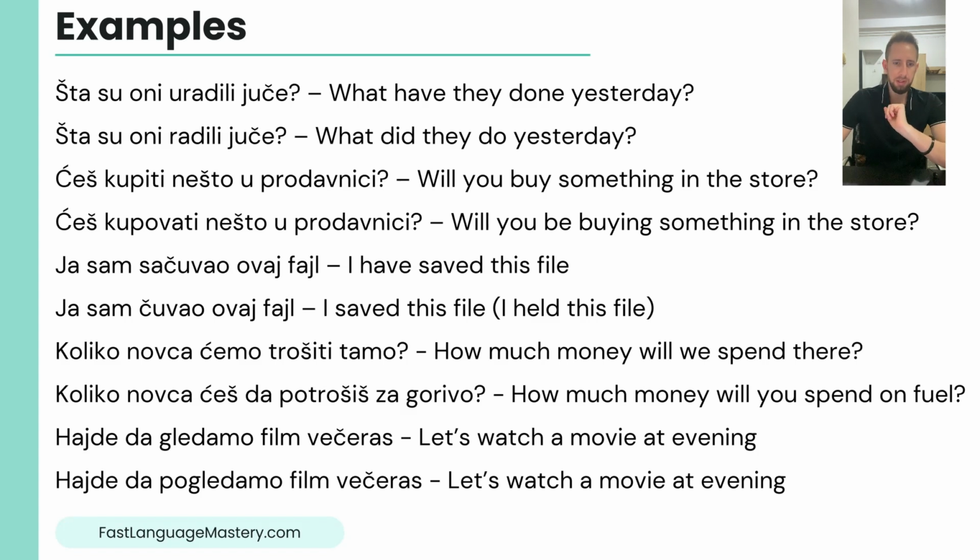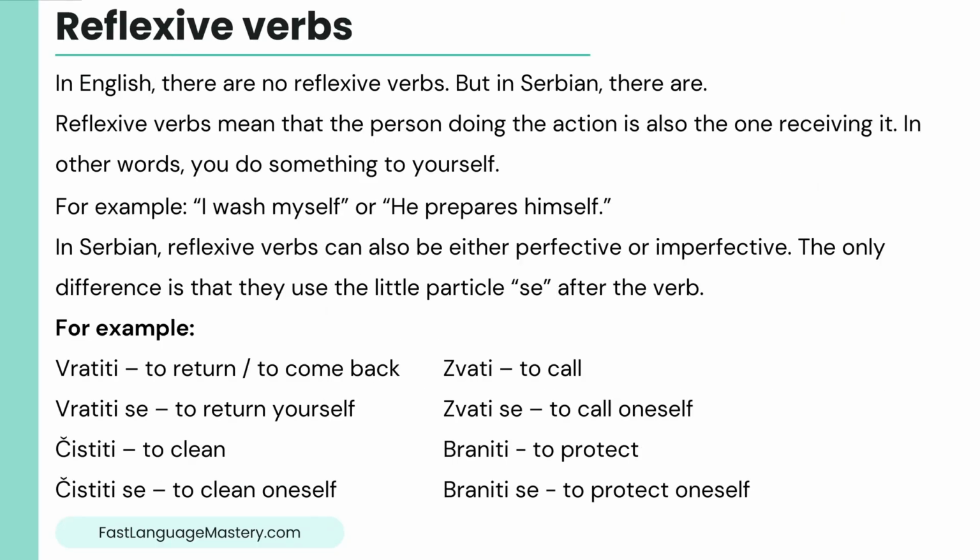By the way, hajde means let's, and this is imperative mood, but we will learn more about how to say let's do this, that, and so on in one of the next lessons. And the next topic for today's lesson is reflexive verbs. In English, there are no reflexive verbs, but in Serbian, there are. Reflexive verbs mean that the person doing the action is also the one receiving the action. In other words, you do something to yourself.